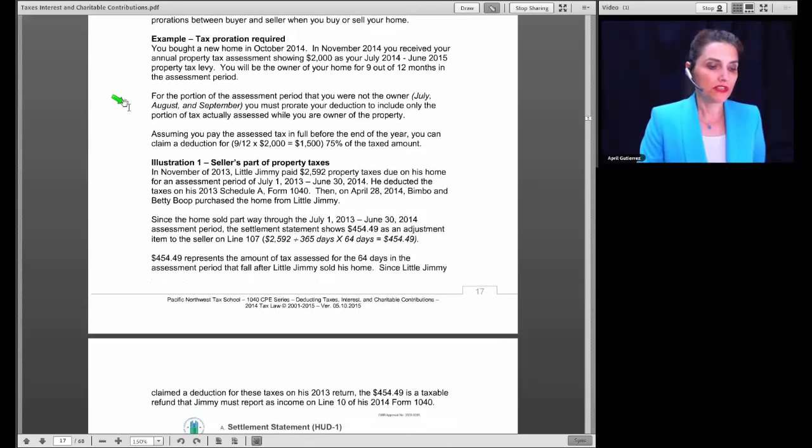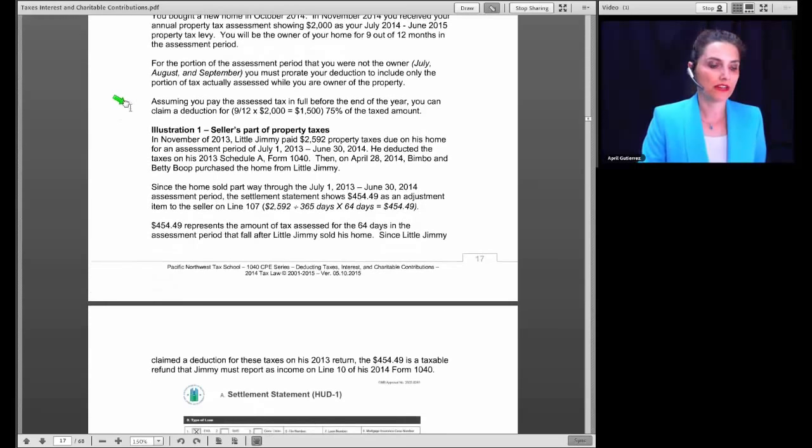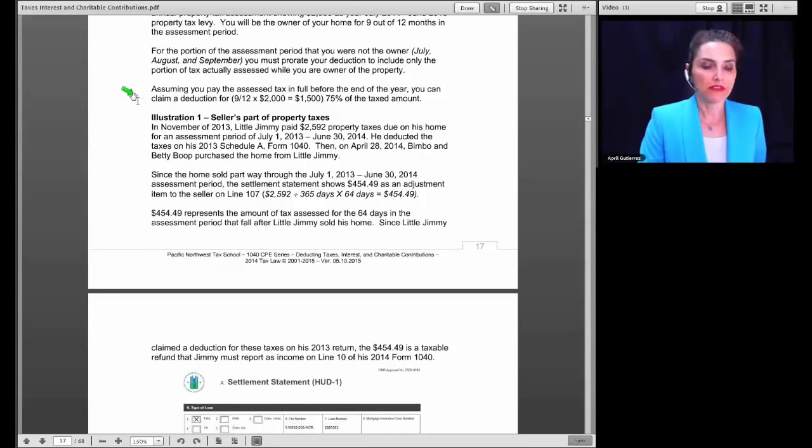Now, for the portion of the assessment period that you were not the owner of the home, that is July, August, and September, you're going to need to prorate your deduction to include only the portion of the tax that was actually assessed while you were the owner of the property. Assuming that the tax was assessed in full before the end of the year, you can claim a deduction for 9/12 of the $2,000 assessment, and that means that the amount that you would be allowed to deduct is $1,500.